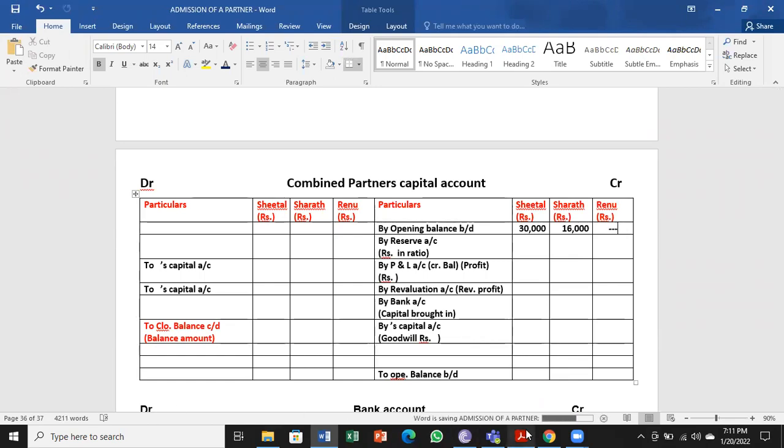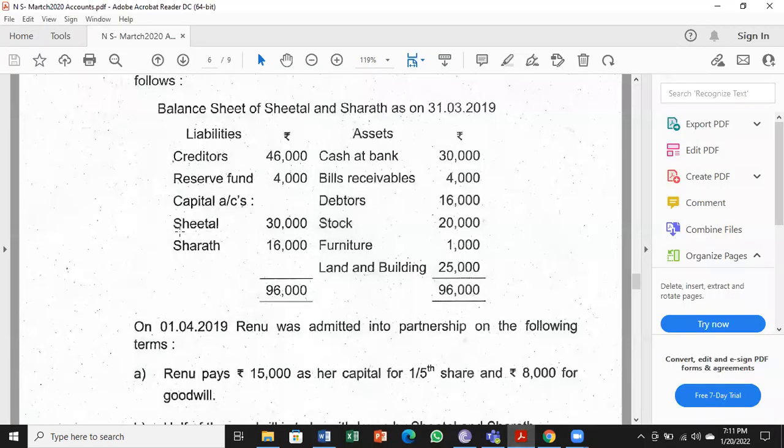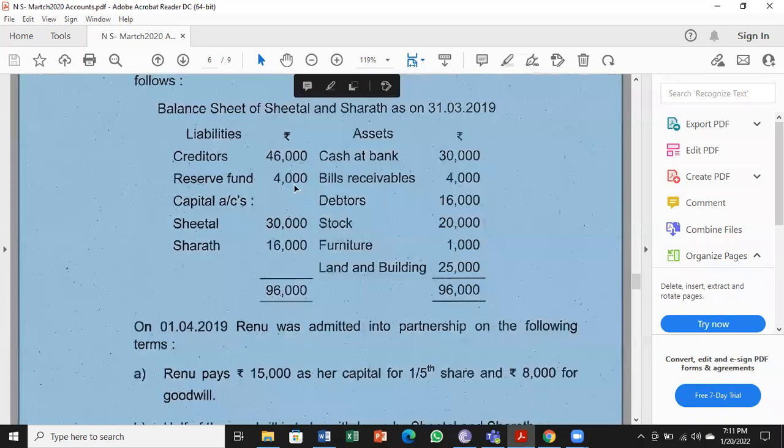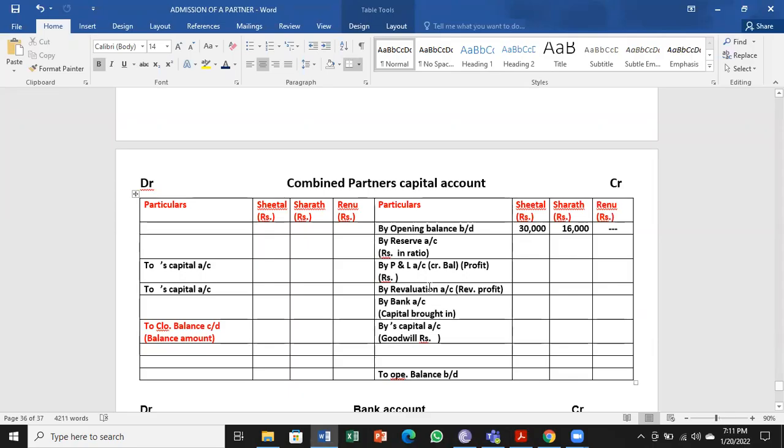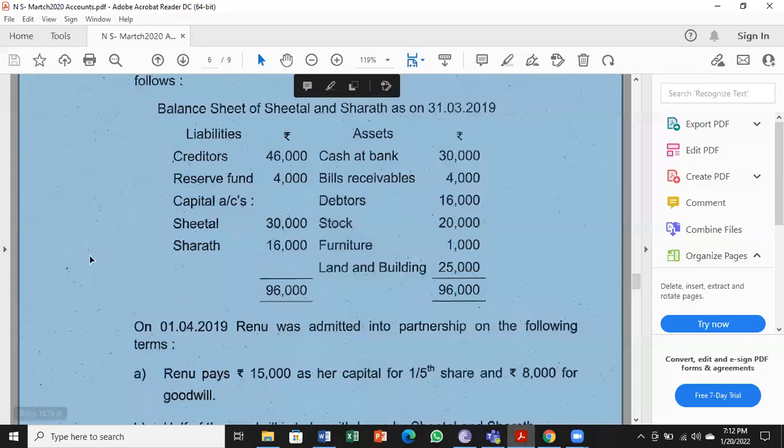It's the first step. The second step is searching for reserve fund. Yeah, we have here reserve fund of 4,000. That 4,000 to be divided among the old partners, 4,000 rupees in 3:1 ratio. So very easy to calculate, 3,000 and 1,000. The next is searching for profit and loss account. We don't have profit and loss account.